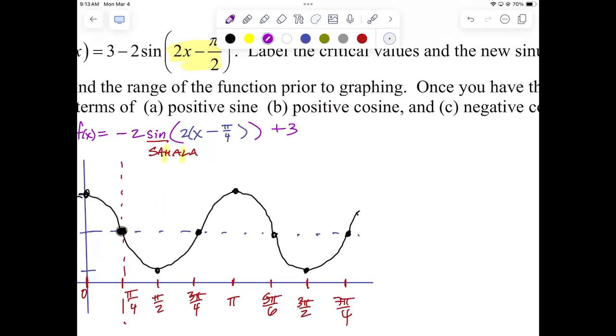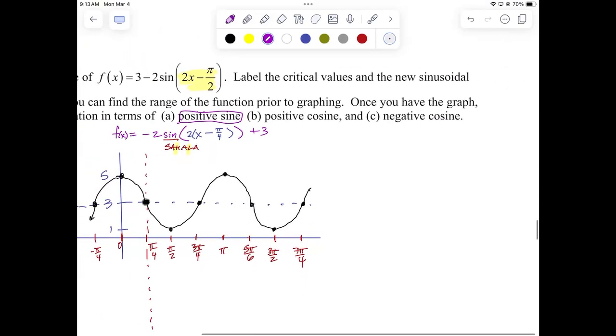All right, so here's the next one. It says write one in terms of positive sine. So let's go ahead and do that. Part A, we'll do positive sine. It's still going to be f of x. Is the amplitude still going to be 2? Is the wave height changed just because I'm writing a new equation? Nope. So now it's going to be positive 2 instead of negative 2.